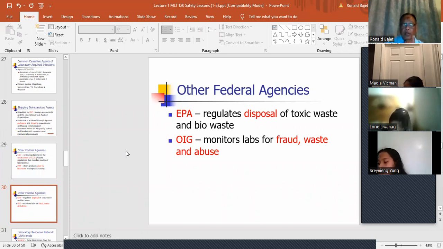So they want to know if what you're doing is harming the environment, the Environmental Protection Agency, how you're disposing of toxic waste. OIG is monitoring laboratory for fraud, waste, and abuse. This is the organization that looks at your laboratory billing practices, like when patients come into the laboratory and the laboratory bills them. They look for things like Medicare fraud and insurance fraud. OIG stands for Office of the Inspector General.